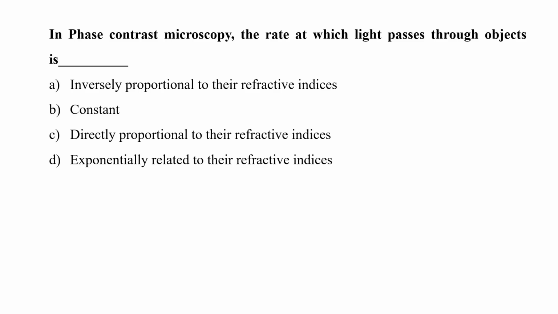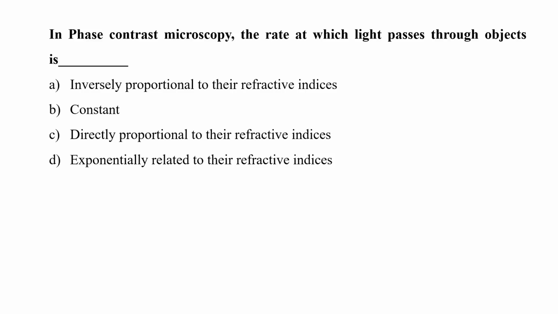In phase contrast microscopy, the rate at which light passes through the object is, four options are given: inversely proportional to their refractive index, constant, directly proportional to their refractive index, or exponentially related to their refractive index. Generally, in phase contrast microscopy, the rate at which light travels through the object is inversely proportional to their refractive index.